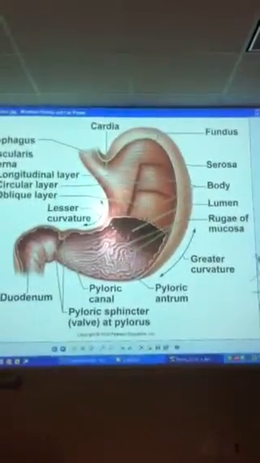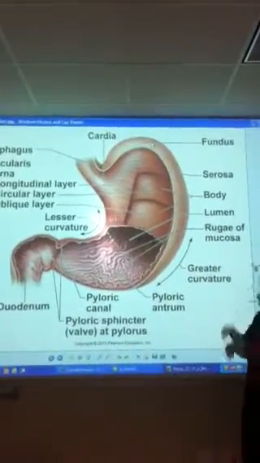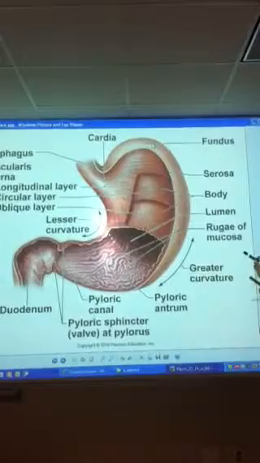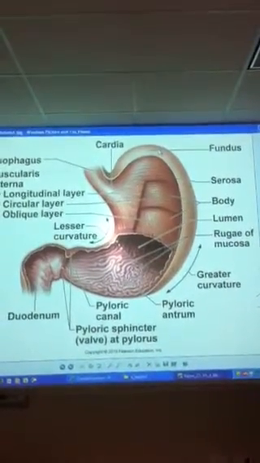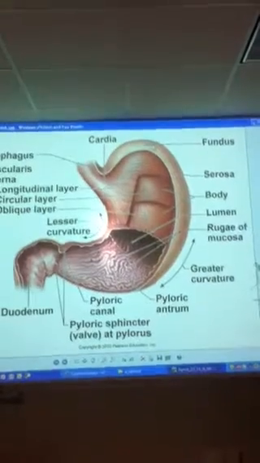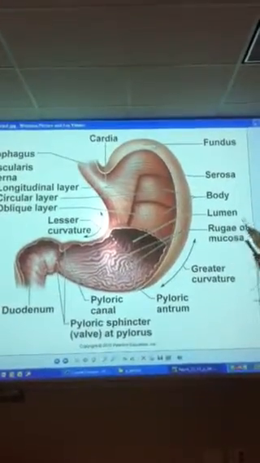Lesser omentum. What comes out of the greater curvature? Greater omentum. So that's a good way to remember. The lesser omentum attaches the liver to the stomach. The greater omentum is a membrane that covers the rest of your organs there. So greater curvature, lesser curvature, cardia, fundus.